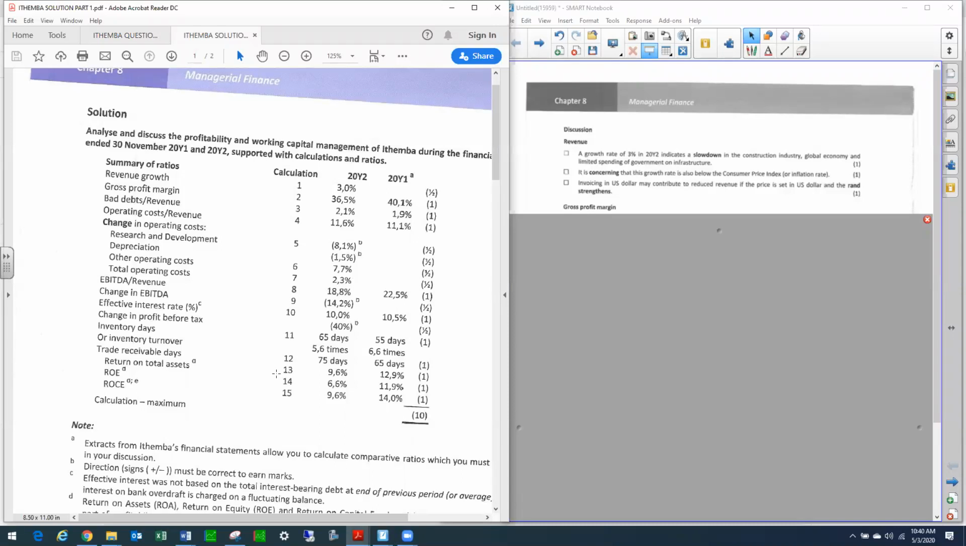$40.1 down to $36.5. What does that mean? Good or bad? Bad. It is bad. Can I just explain something to you? There's different ways of dealing with this. So I'm not just dealing with this question. I'm just doing an exam technique thing.